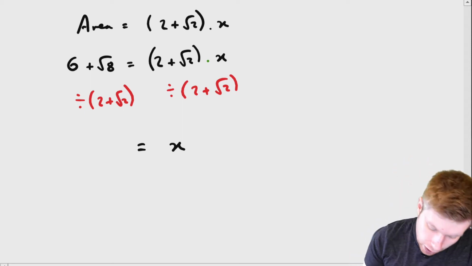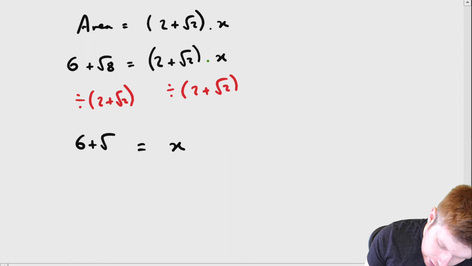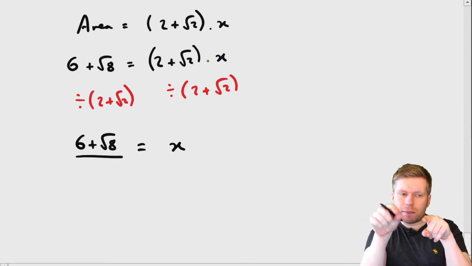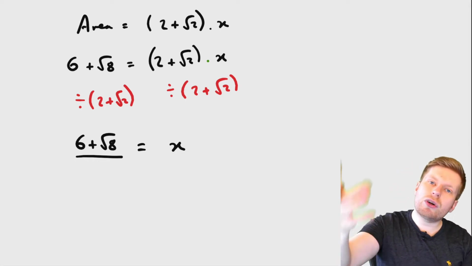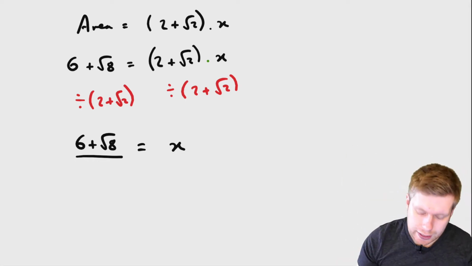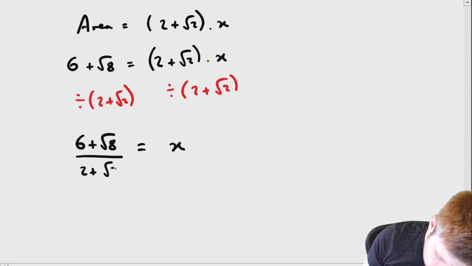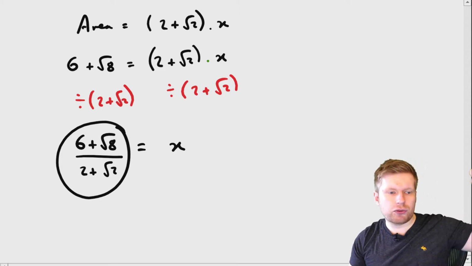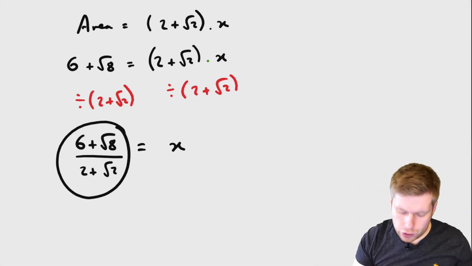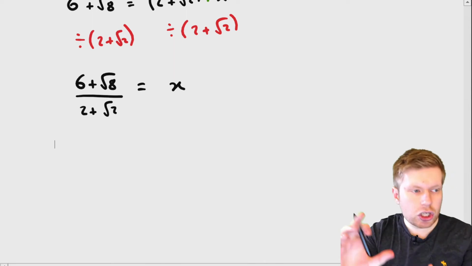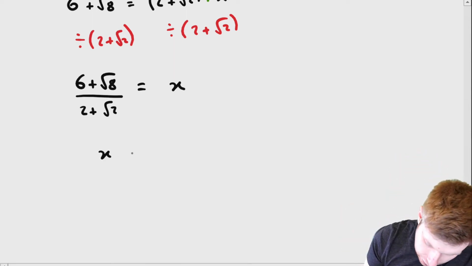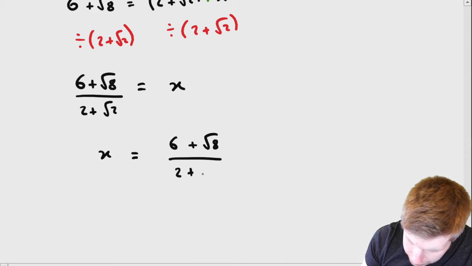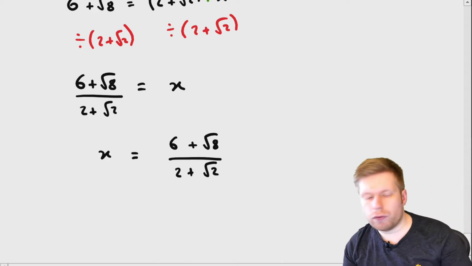However, on the left-hand side, I'm going to get 6 plus root 8 divided by 2 plus root 2. Now, I could write it as 6 plus root 8, then divide symbol, 2 plus root 2. But in this case, I'm going to write it as a fraction, because I think it will look slightly neater. So I'm just going to put my 2 plus root 2 on the denominator. You happy that fraction literally just means divide? It means 6 plus root 8 divided by 2 plus root 2. Now, I'm just going to swap the sides over, so I've got x on the left-hand side and 6 plus root 8 over 2 plus root 2 on the right-hand side. Doesn't matter, but I think it looks slightly easier to solve if you get it written like this.